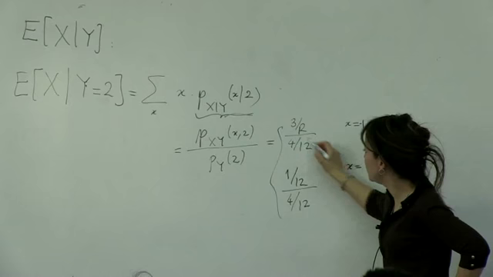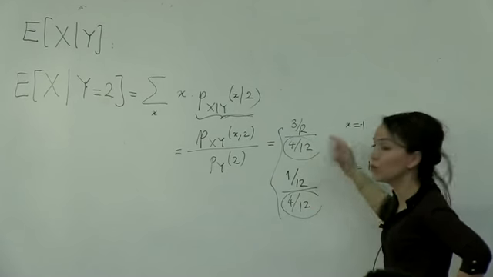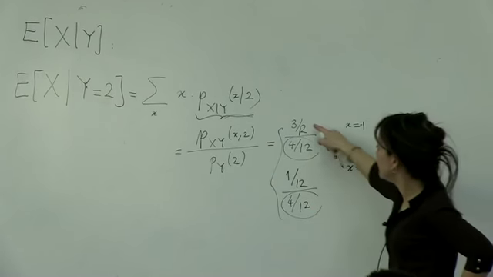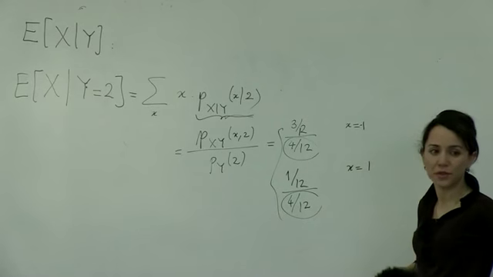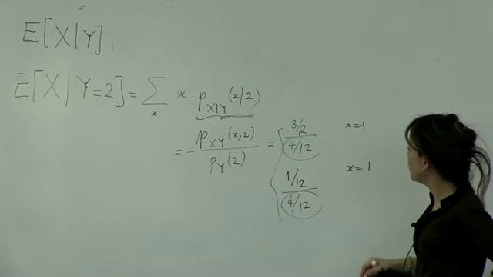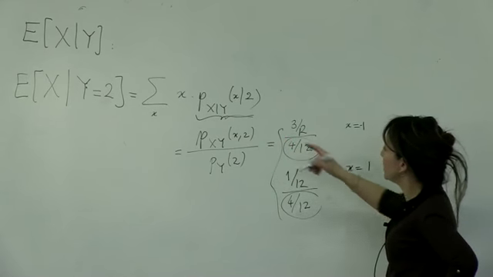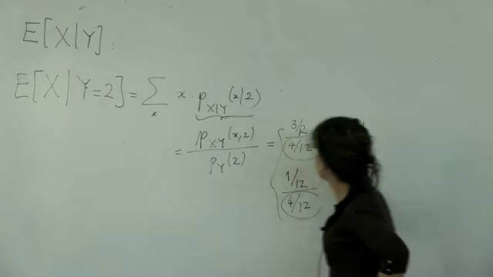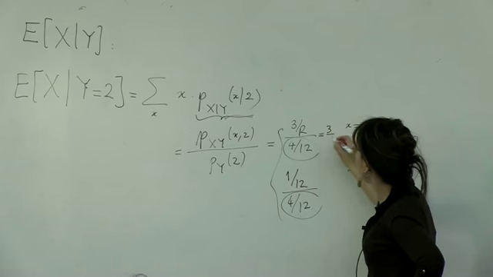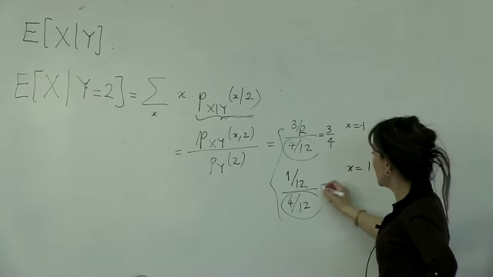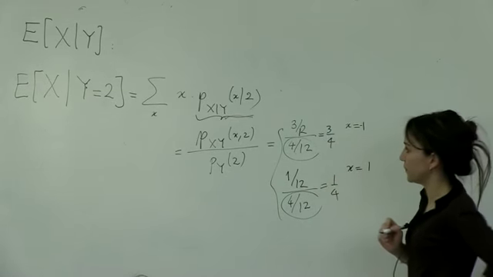What are these values doing? They are serving to normalize these two numbers. Okay? So in other words, the conditional PMF, p_{X|Y}, is equal to 3/4 when x is -1, and it's 1 over 4 when x is 1.